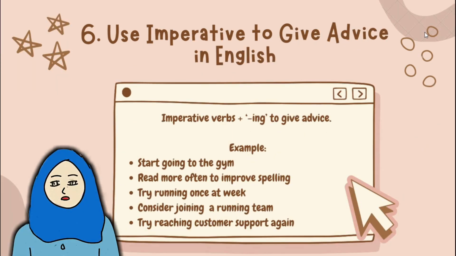Next, we can use the imperative to give advice in English, with the formula imperative verb plus -ing. Example, start going to the gym. Read more often to improve spelling. Try running once a week. Consider joining a running team. Try reaching customer support again.